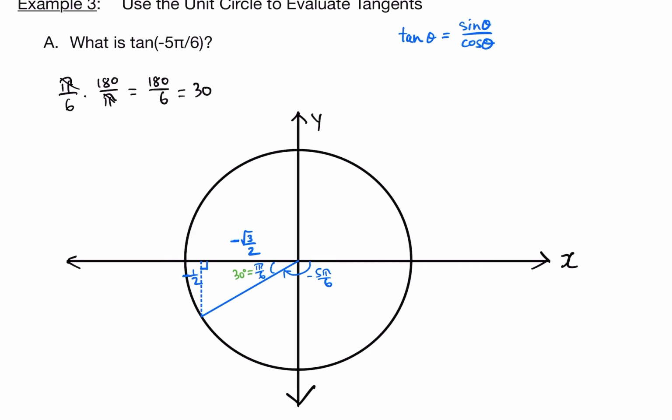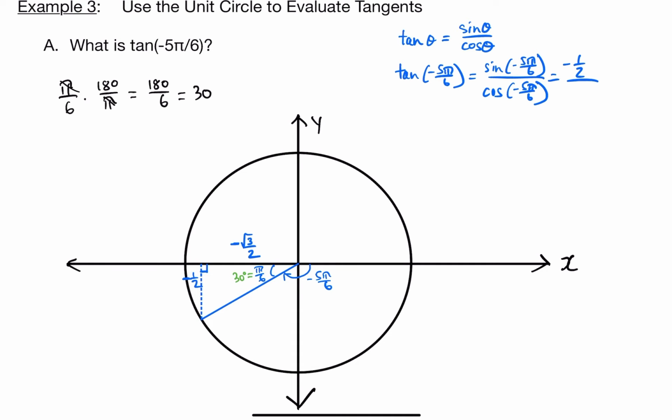Okay, so let's go ahead and go back to this equality. Okay, so we can go ahead and say that the tangent of negative 5 pi over 6 is equivalent to the sine of negative 5 pi over 6 over the cosine of negative 5 pi over 6. Okay, now the sine of negative 5 pi over 6 is going to be the y portion of this right angle, and so that's negative 1/2.